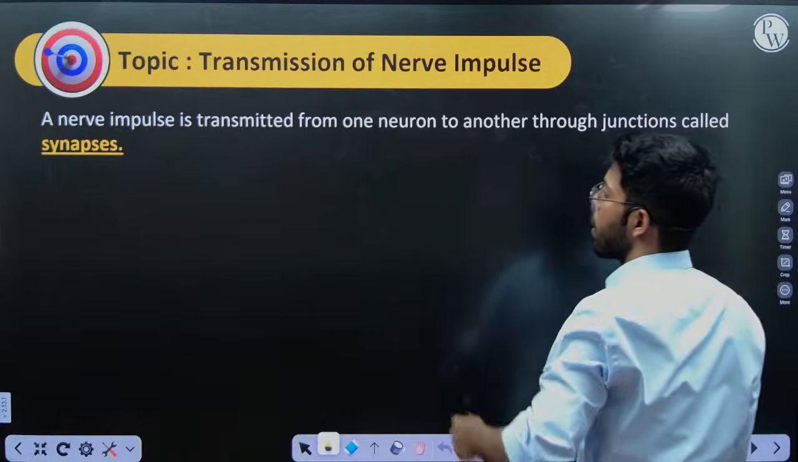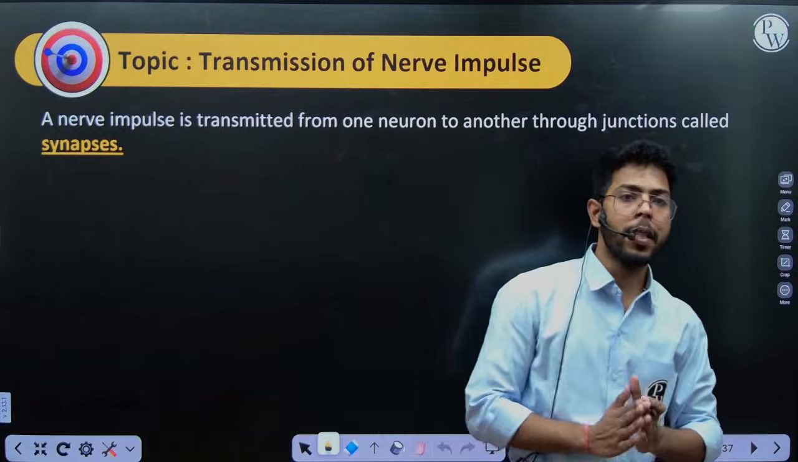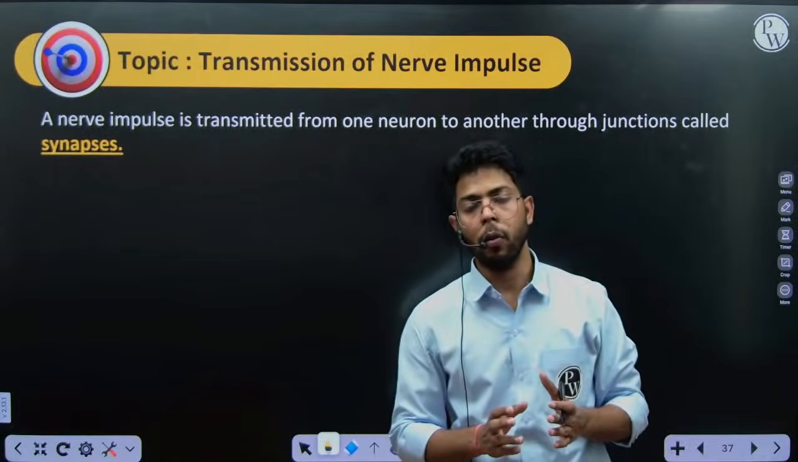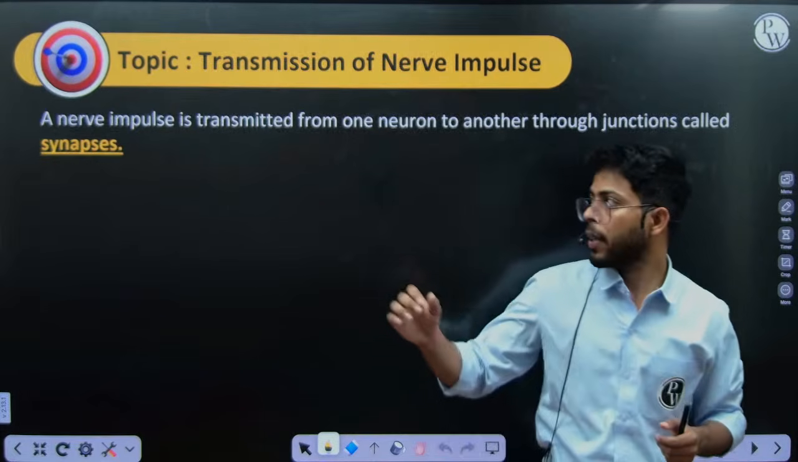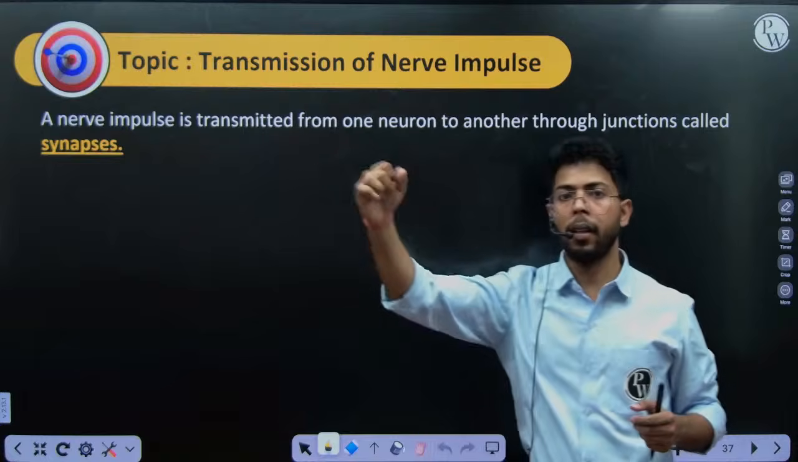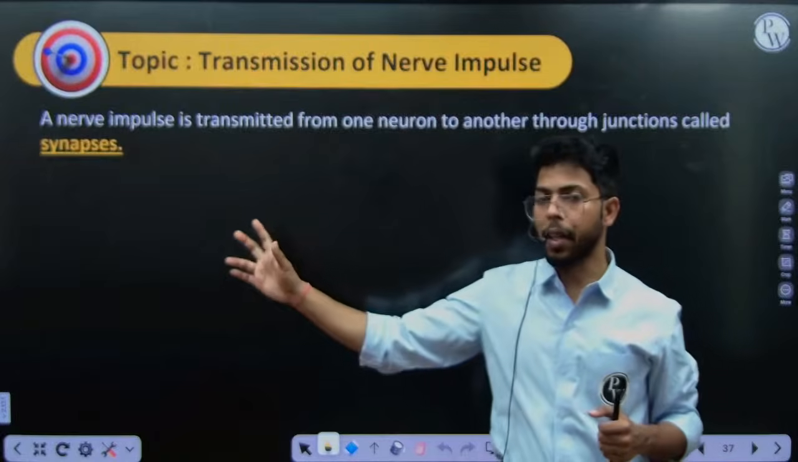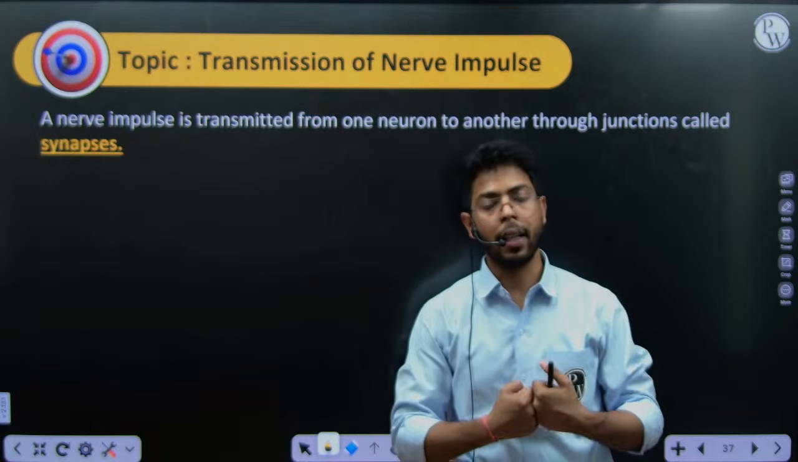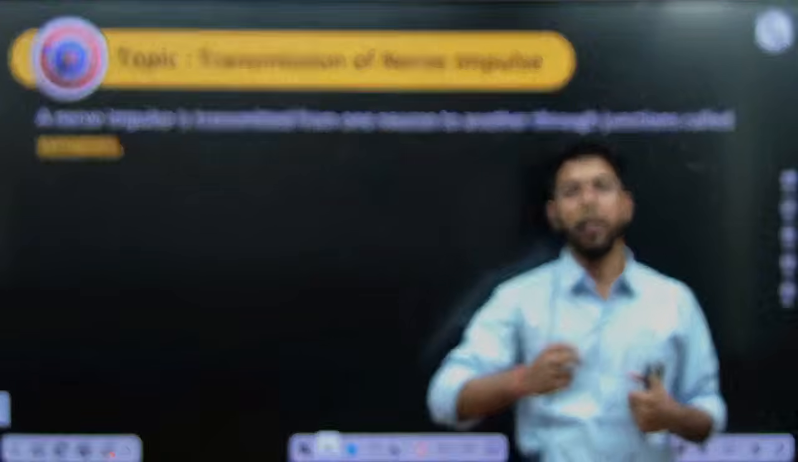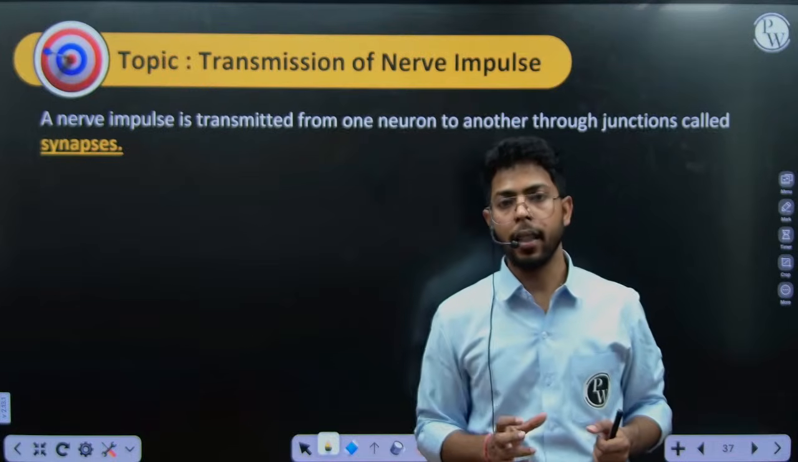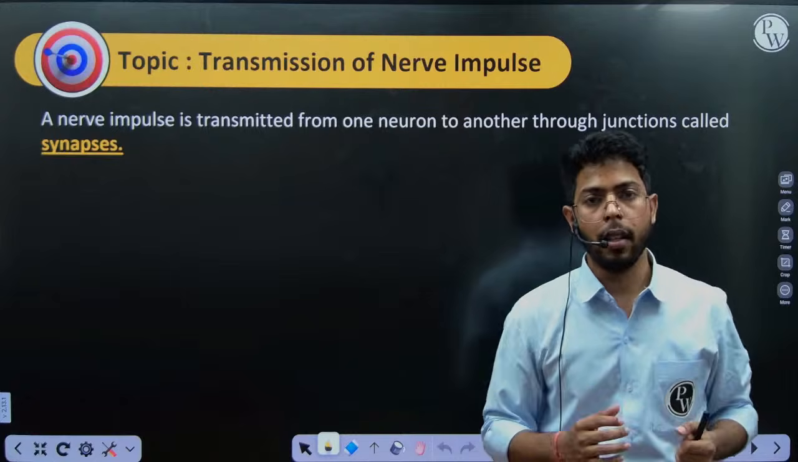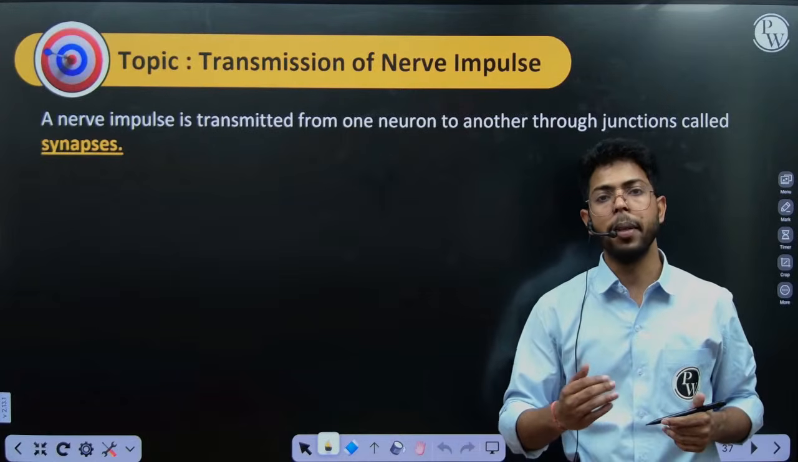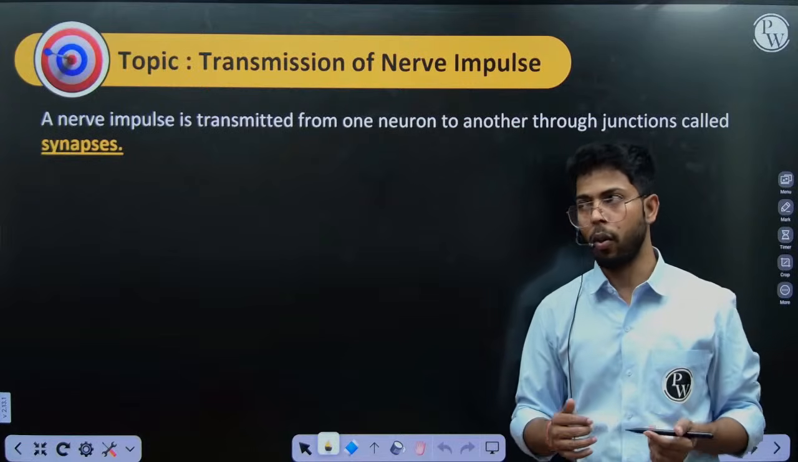Now the transmission of nerve impulse. There are synapses present between two neurons. There is the axon terminal or synaptic knob present at the terminal part of the neuron, and there is a connection between these two. If this is an electrical synapse, there is a gap junction present between the two neurons. If there is a chemical synapse, there is a space present in which the neurotransmitter is released, and the neurotransmitter may be inhibitory or excitatory for the next neuron.